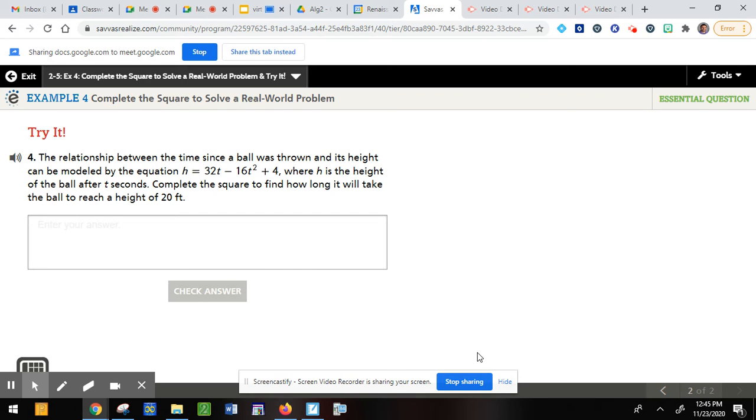All right. Different context, but a similar question. It says a relationship between the time the ball was thrown and its height can be modeled by that equation, where h is the height of the ball after t seconds. Complete the square to find how long it will take the ball to reach a height of 20 feet. So I'll tell you what, let's set it up together and then you can pause it and try it yourself. We don't need to make a system of equations like we did on the last one. This is a little simpler than that. But we want the height to be 20, so we're substituting 20 in for h.